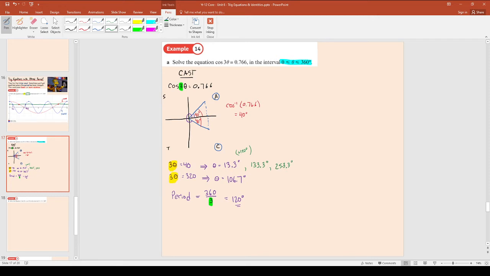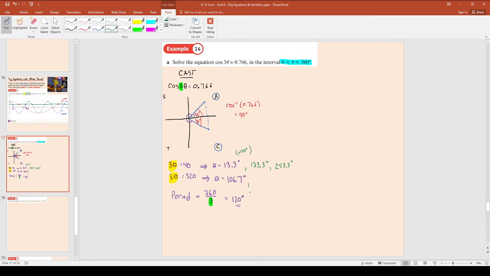253.3. Okay, are we still within our range? Are we still under 360? Well, yeah, we are. So we'll add another one, plus 120. And this time, I've got 373.3. Now, is that in our range? No, it's out the top. So we don't want it. You don't even have to write it, to be honest. Get rid of it. It's too big. Cool.